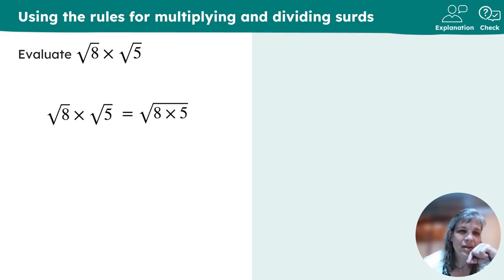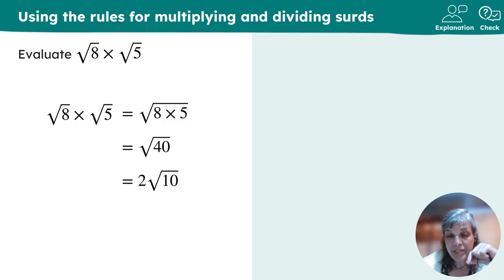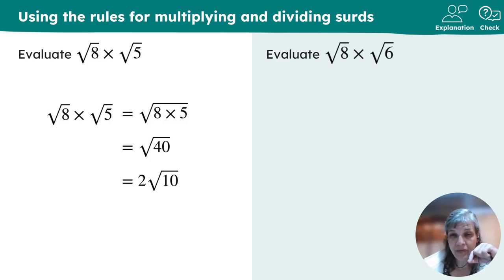Okay. Well, that's 8 times 5, so it's root 40. But in simplest form, that would be root 4 times root 10, so it's 2 root 10. How about this one? Root 8 times root 6. Try that one.